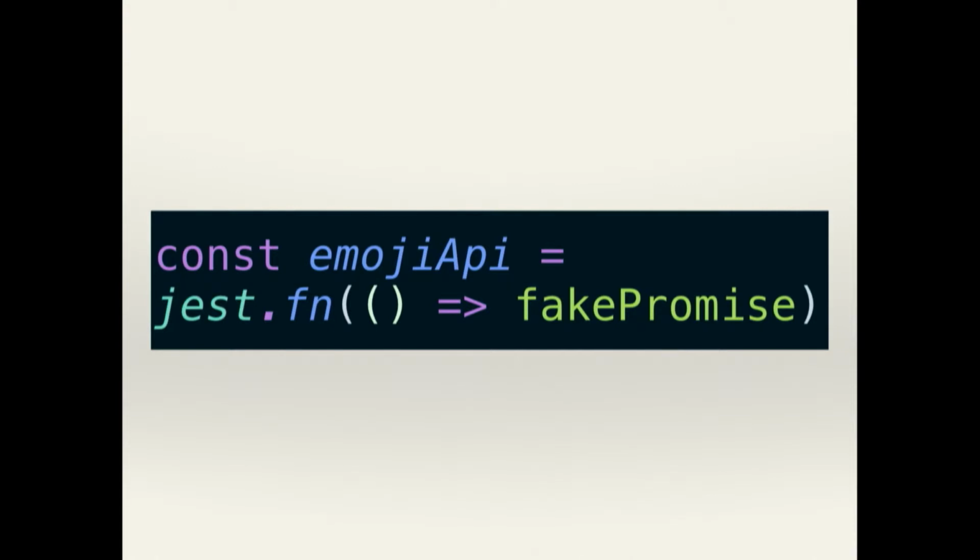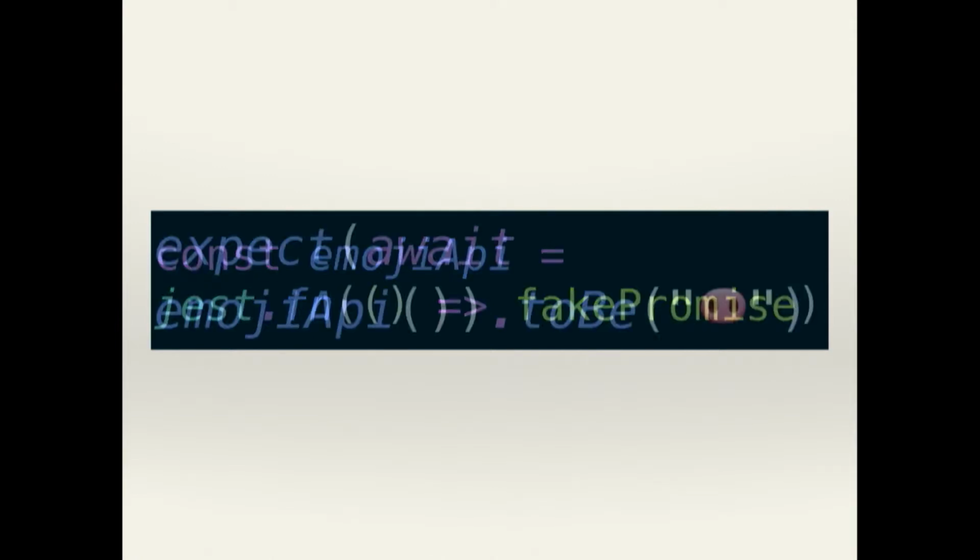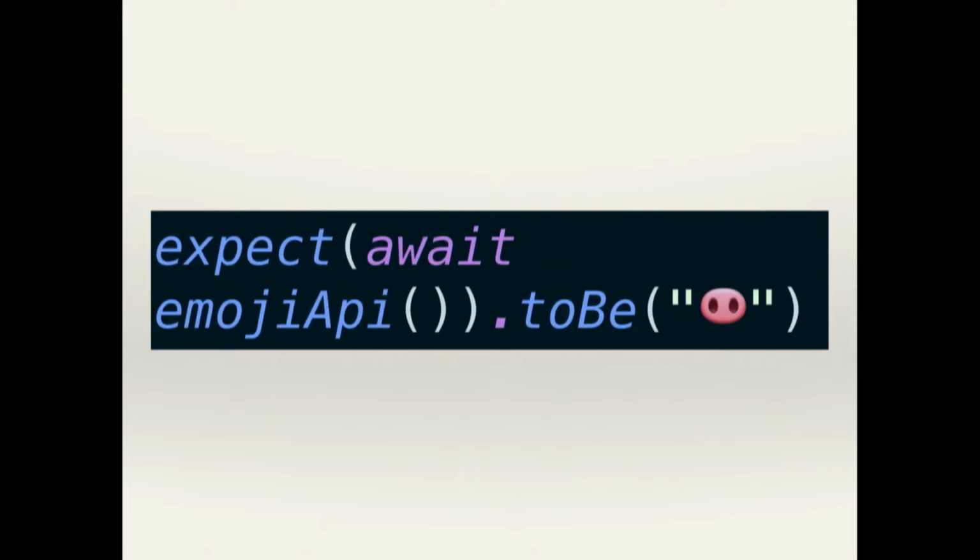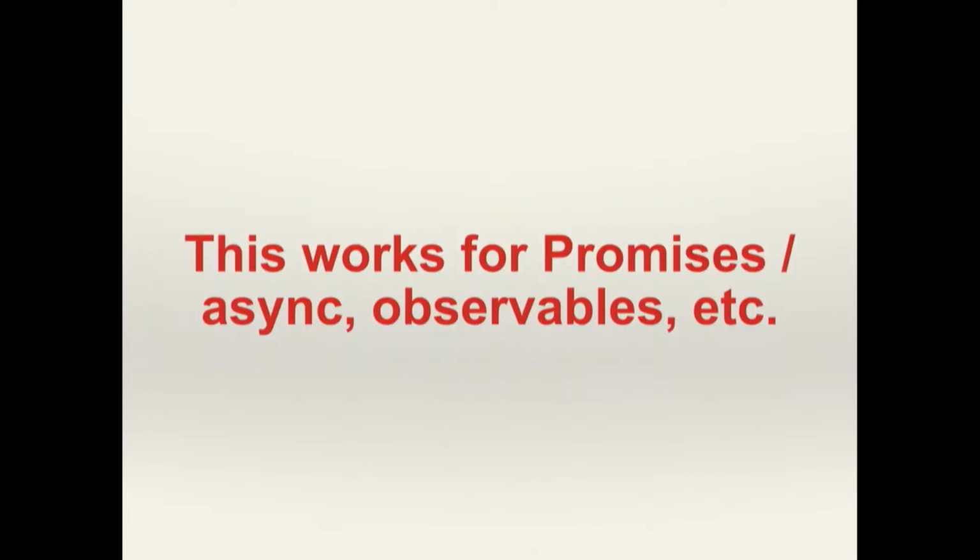So in this case, when we call this fake API or this emoji API, what we're going to get back is that promise. And because it's a promise, we can use it just like any other promise and await it. And you can see that we'll actually expect it to be that pig nose, and it just works. So we're having fun, right? Fortunately, this works for pretty much everything that you can do. You can wrap promises, observables, things like that. So if you wanted to just return an observable, you could just use of and return the observable that way.